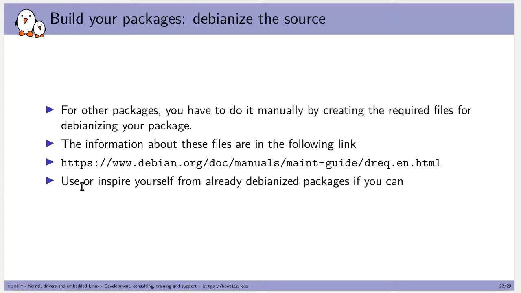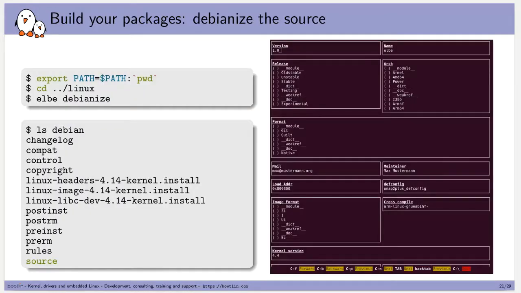For other packages, other than Linux and Ubuntu or VirtualBox, you have to Debianize the package manually. For that, you have to create four requisite files: changelog, control, source, and copyright.